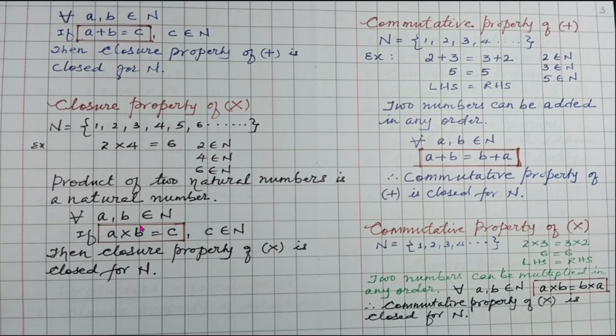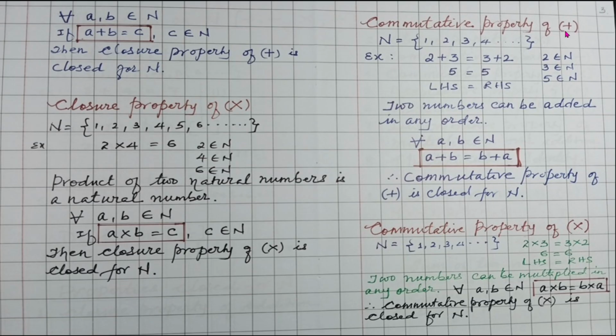If you take any two natural numbers a and b and multiply, we get c. If c is also a natural number, then the closure property of multiplication is closed for the set of natural numbers. The next property which we have to learn is the commutative property of addition.